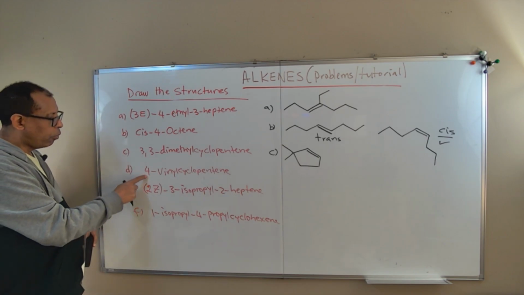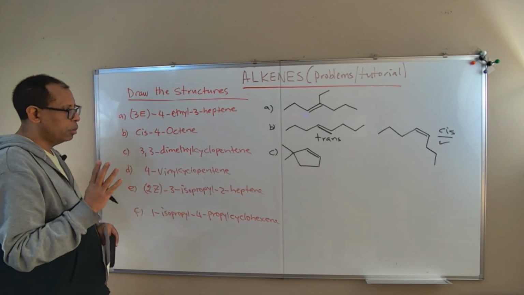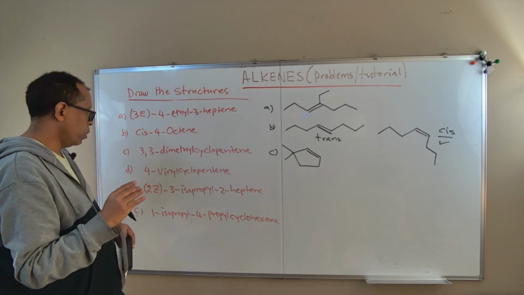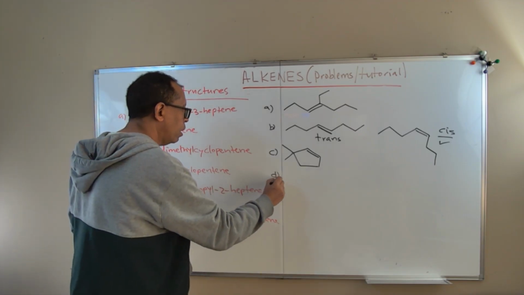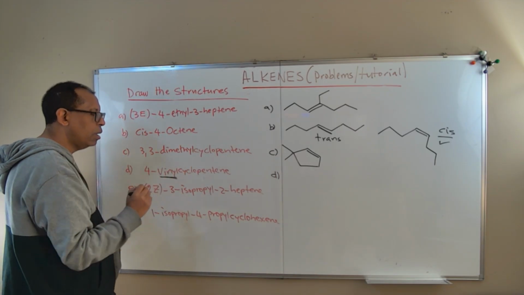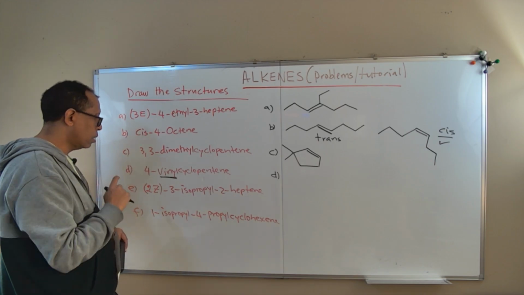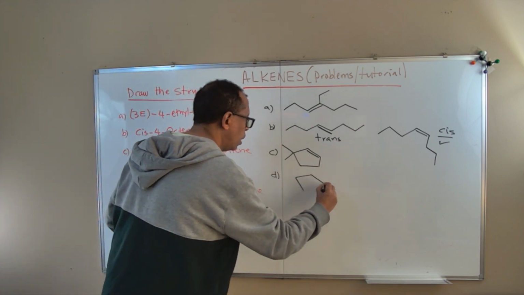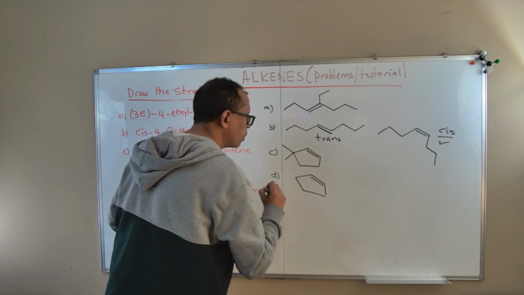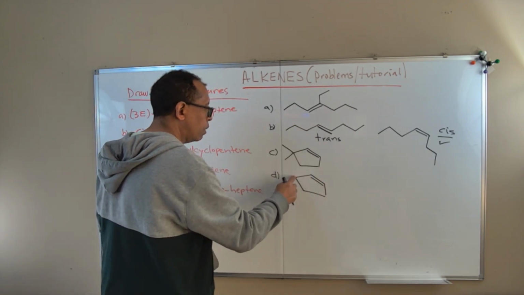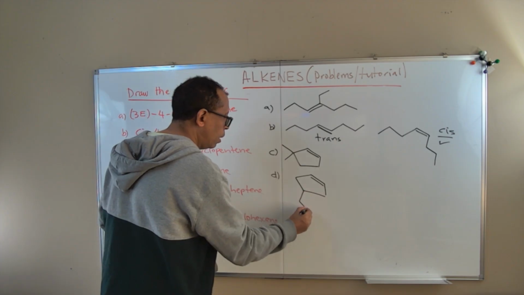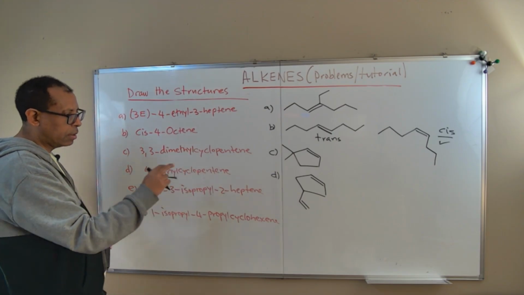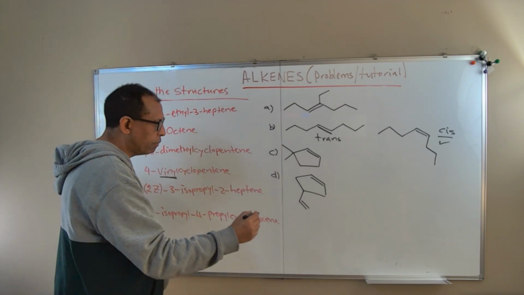D, I have 4 vinyl cyclopentene. Vinyl, remember, is an alkene group that's only 2 carbon as a substituent. So for D, 4 vinyl is a 2-carbon substituent on the cyclopentene. That is cyclopentene again, 1, 2, 3, 4. So a 2-carbon alkene like that is a vinyl group. So this is vinyl.